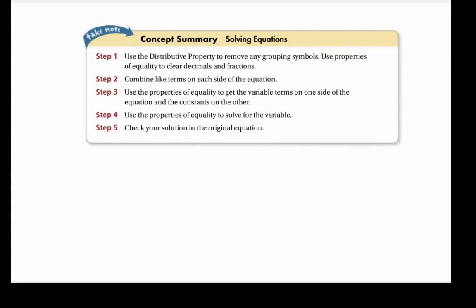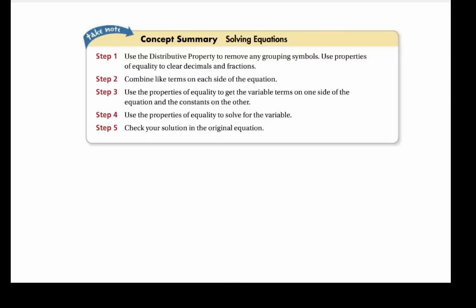So here's a summary of what we're doing here to solve equations. These aren't going to apply to every single equation that we come across, but this is the sequence that we need to go through when we're solving an equation. The first step is we want to use the distributive property to remove any grouping symbols. Use properties of equality to clear decimals and fractions also. We don't have to clear fractions and decimals, but we can, and we'll talk about how we can do that in a minute.